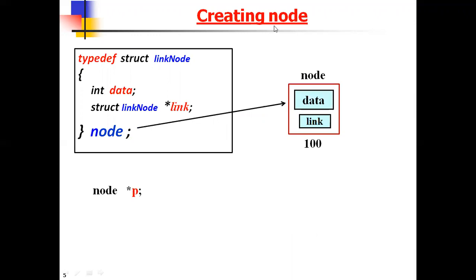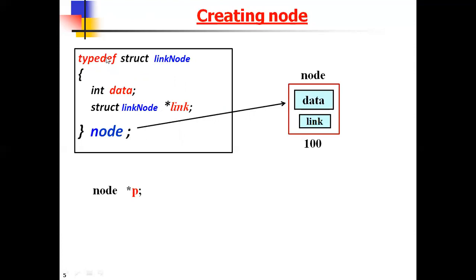Now if you want to create a node like this where we have data part and link part, then you have to write the structure. So you can see in the example typedef struct link node. Inside this we have two parts, data part and the link part. Data part is integer, that means you can store an integer value in the data part, and the link part is a pointer to struct link node. Okay, struct link node is the same type which is defined above. So the pointer should be of the same type.